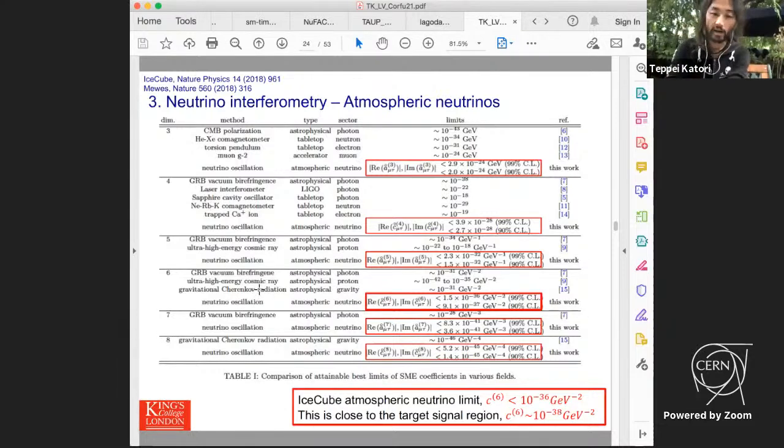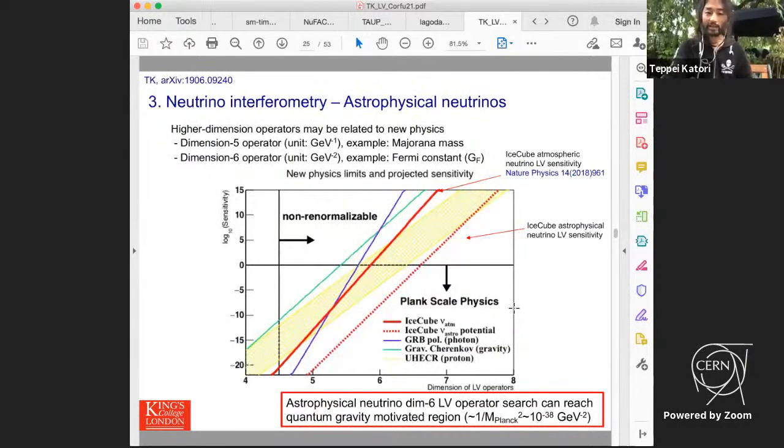But if you go to higher dimension, the leading experiment is astrophysics. Ultra high energy cosmic rays are always good, and some other astrophysical measurements are good. But our limit is comparable, just with atmospheric neutrino. So if we move to the astrophysical neutrino, maybe you can beat them. And I think that's true.